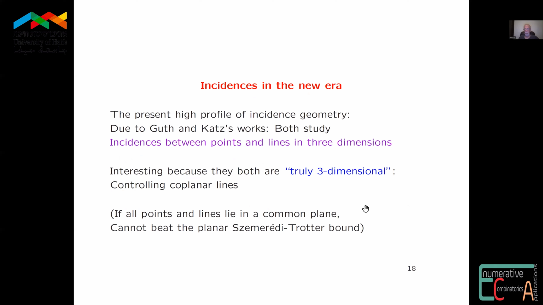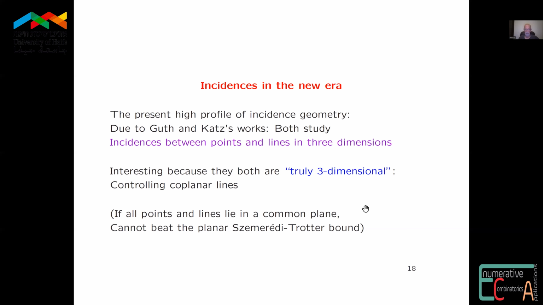So let me just say that studying incidences in 3 dimensions is, in a sense, a non-problem, because if you have points and lines in 3 dimensions, just project them to some generic plane and apply the same Szemerédi-Trotter bounds. So you'll get this m^(2/3) n^(2/3) bound. Moreover, if you try to be in 3 dimensions, but somehow all your points and lines lie in a common plane, you will get m^(2/3) n^(2/3). So you really need to make the problem truly 3-dimensional. You don't want to see too many points or too many lines on a common plane.